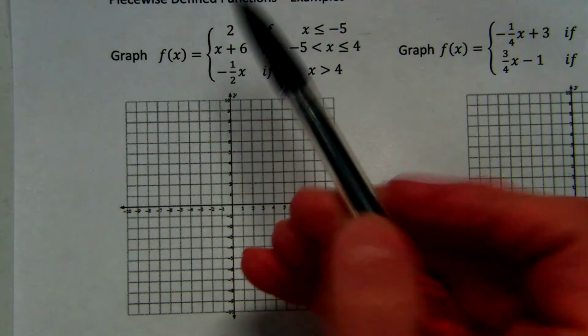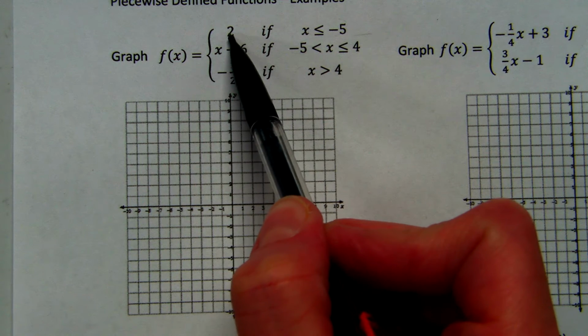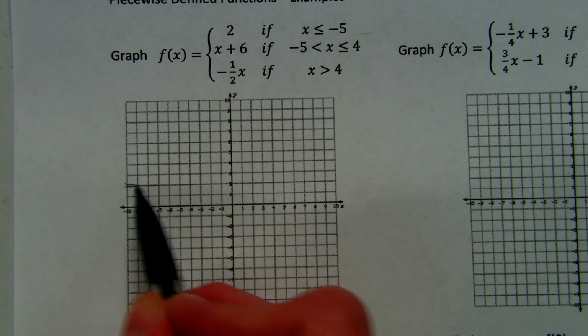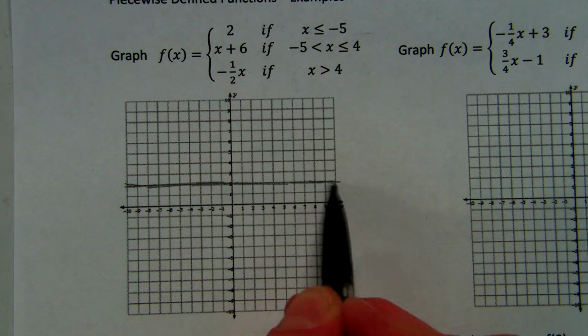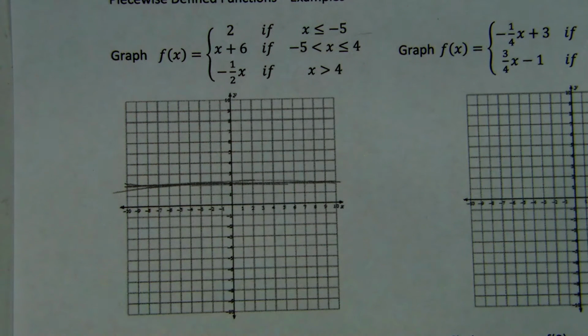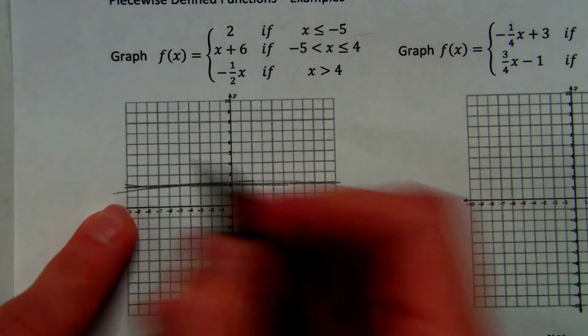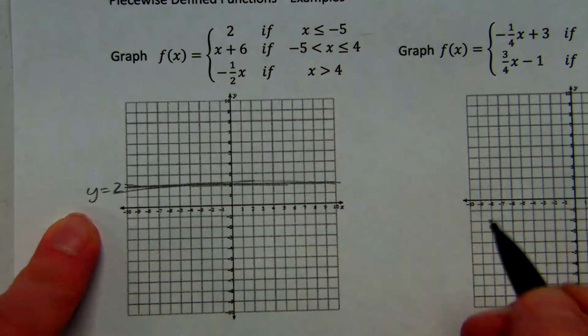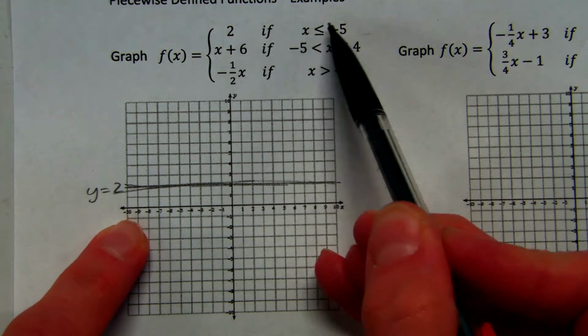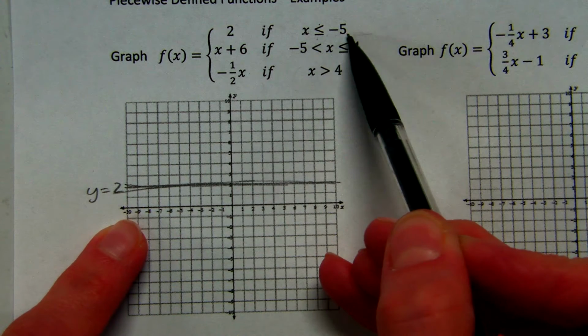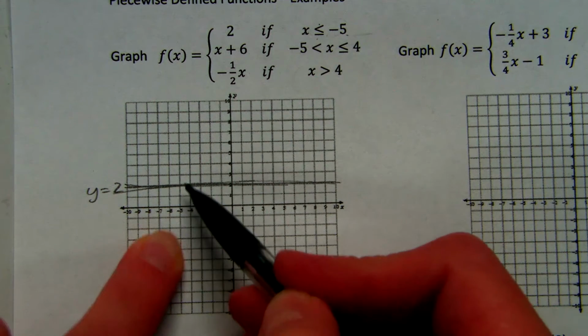So for example, when you have 2, this would be like having y equals 2. It'd just be a horizontal line like this. Make sure you're doing this in pencil because we're going to draw and then we're going to erase. So this would be y equals 2. But they only want the part if x is less than or equal to negative 5. So I'm going to go to negative 5.